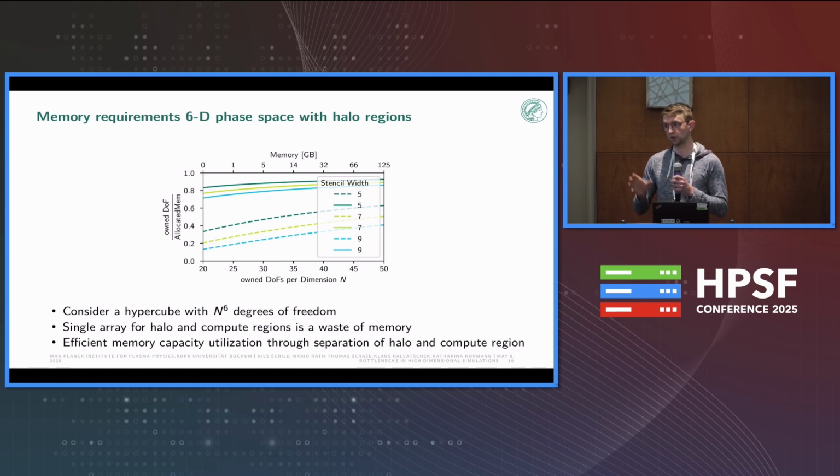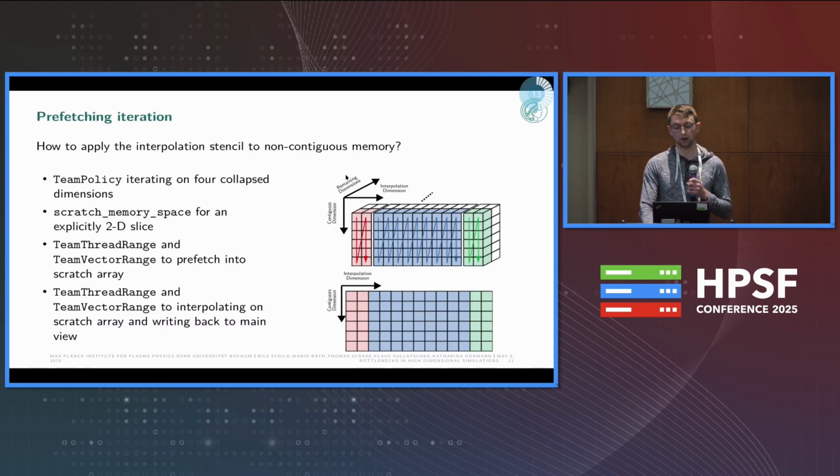So we split the halo regions into separate arrays, and then we have the advantage, since we only do 1D advections, that we don't allocate the corners, and we can share the memory of the halo regions between the different dimensions.